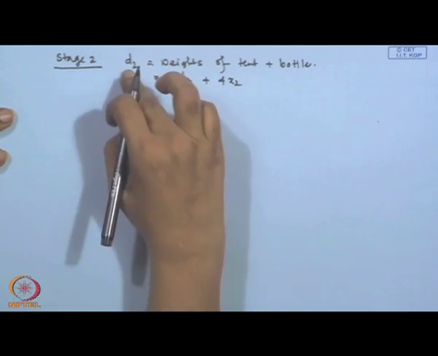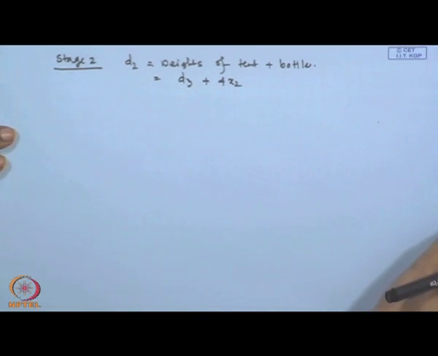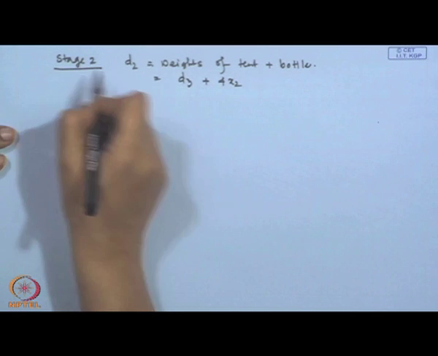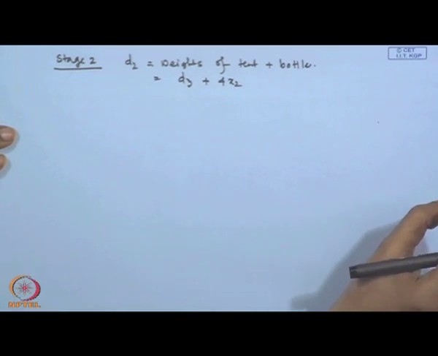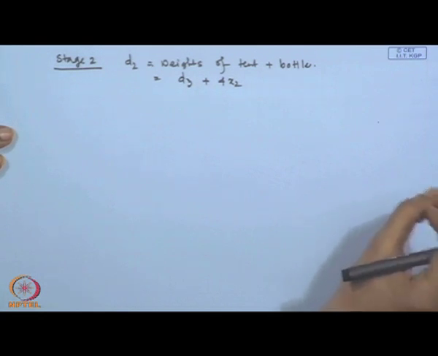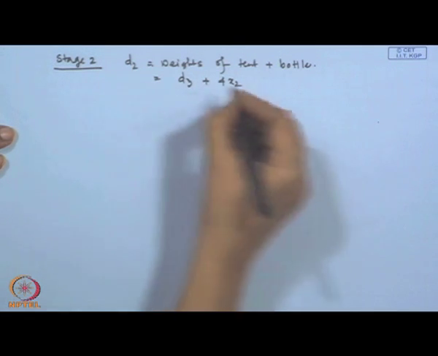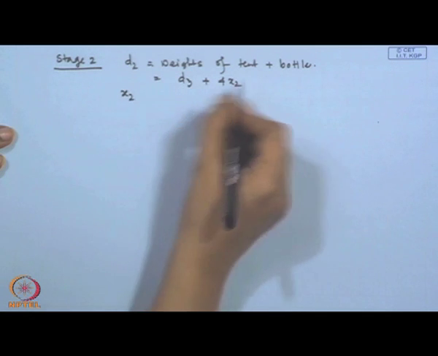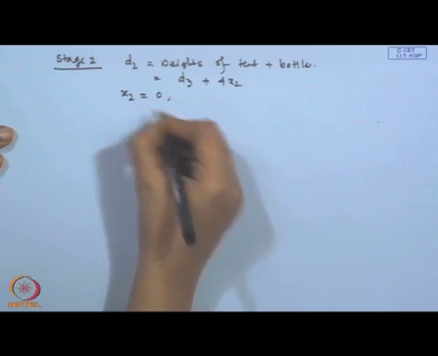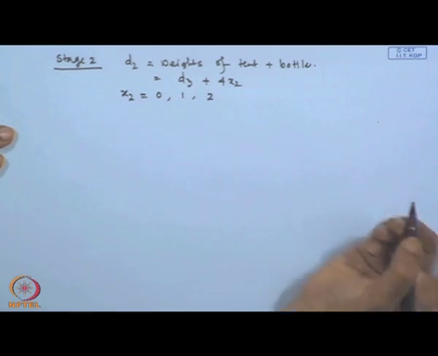If this is so, then D2 is the variable, and there is a name for this D2 variable. I will just name it formally later on. I will tell that for each stage there is a set of state values, associated with a state variable, and that part I will discuss later on. We can see that D2 is equal to D3 plus 4x2, and what else we can say? Since the weight of the bottle is 4 kg, then we can consider x2 equal to 0 or 1 or 2 at the most, not more than that.